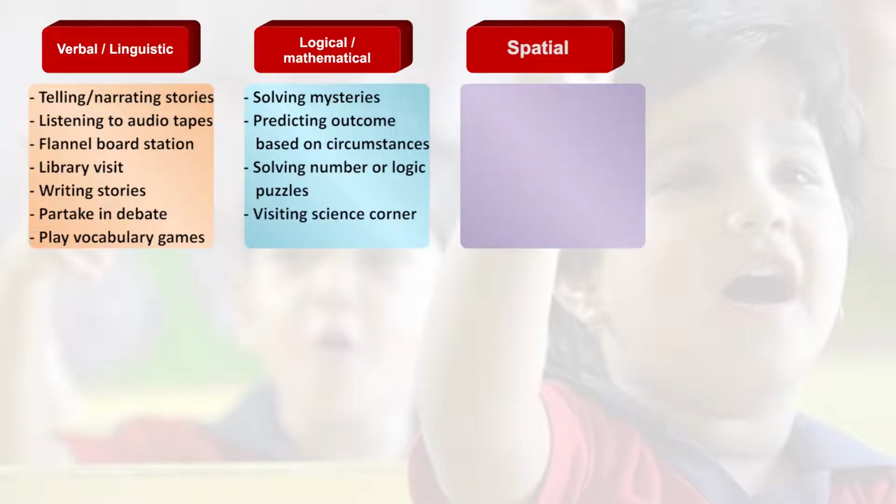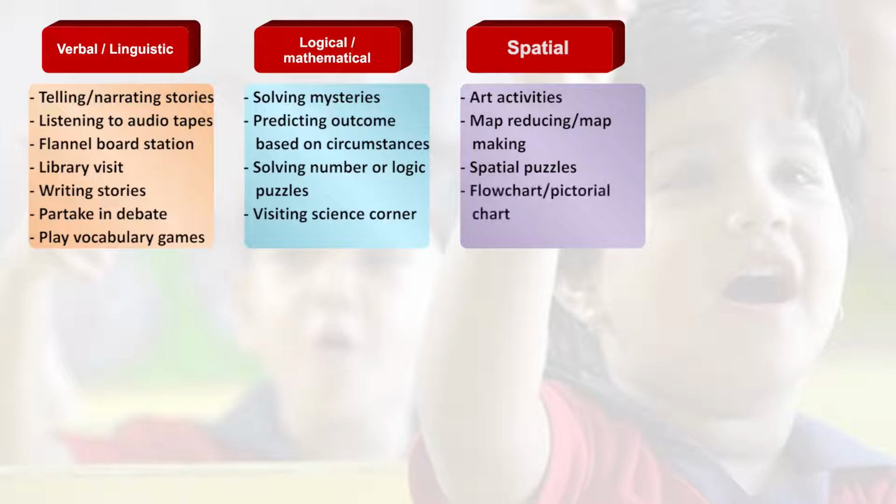A child's thought process with high spatial intelligence is often through pictures, as you know. So provide them more art activities, map making activities, give them opportunities for more spatial puzzles, and teach them by means of flowcharts or pictorial charts.